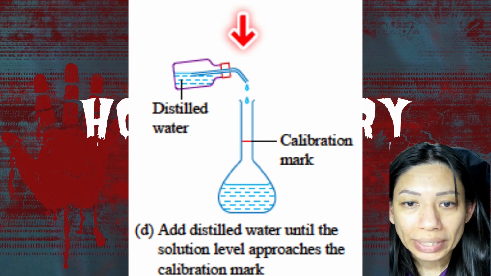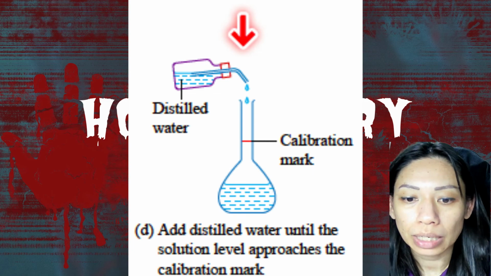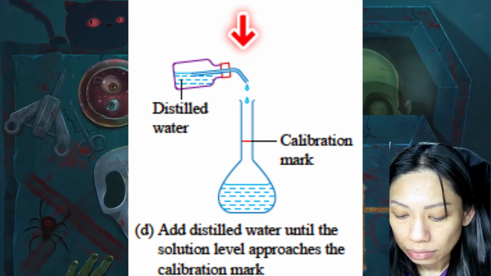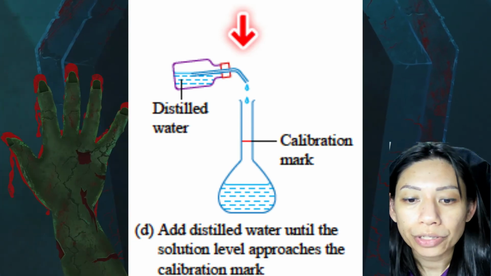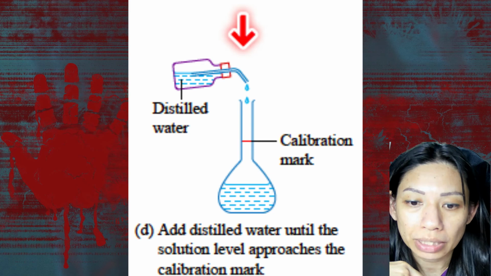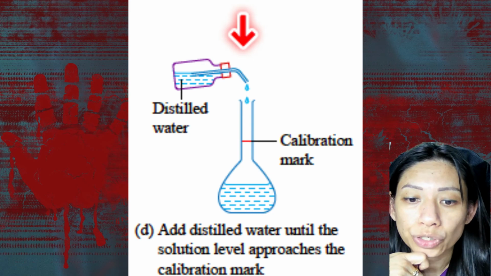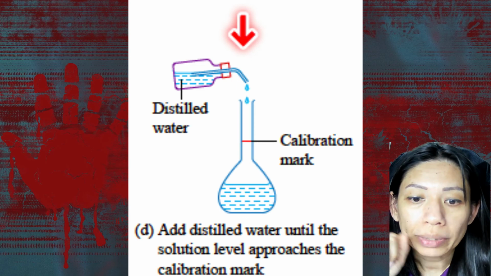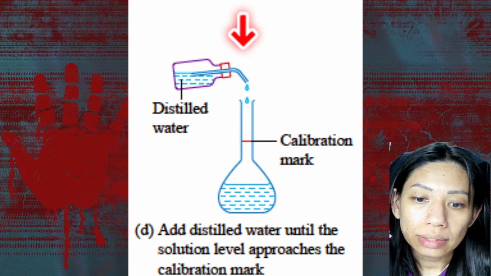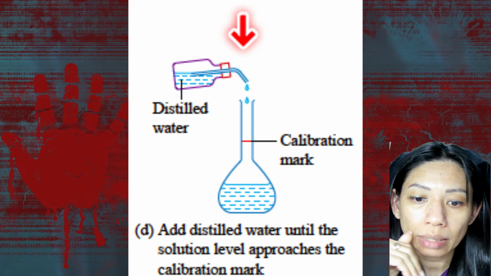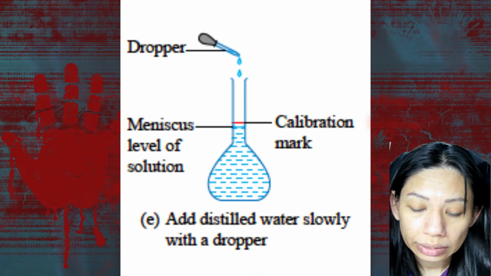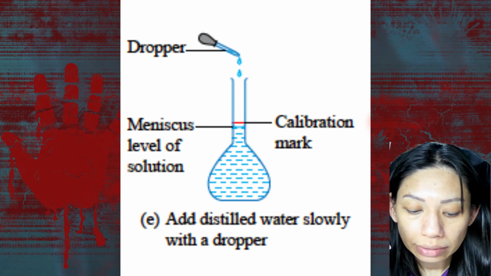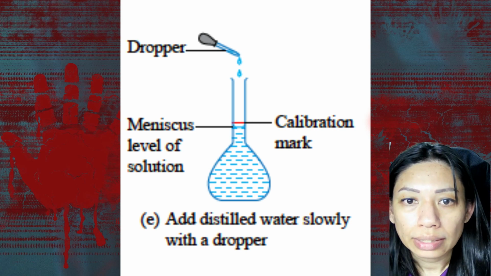Once you have added 20 cubic centimeter of sodium carbonate into your volumetric flask, all you need to do next is to add distilled water. When you add distilled water, you do not add until the calibration mark, because we don't want to exceed it. Once we exceed, our solution will not be what we wanted, it will be even more dilute, so it won't be accurate. So we add distilled water just below the calibration mark. The next step is using a dropper to add distilled water slowly until it reaches the calibration mark.